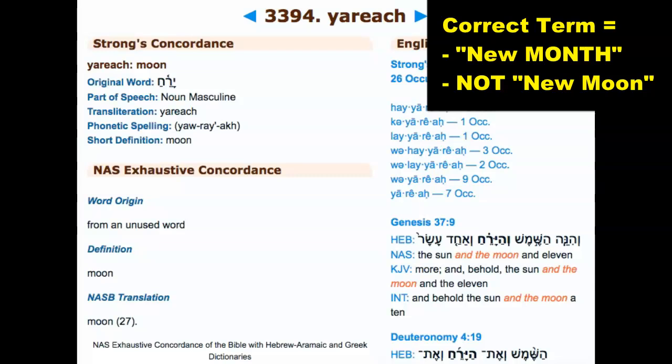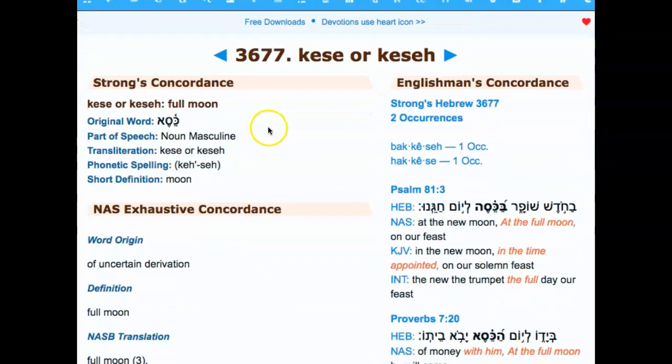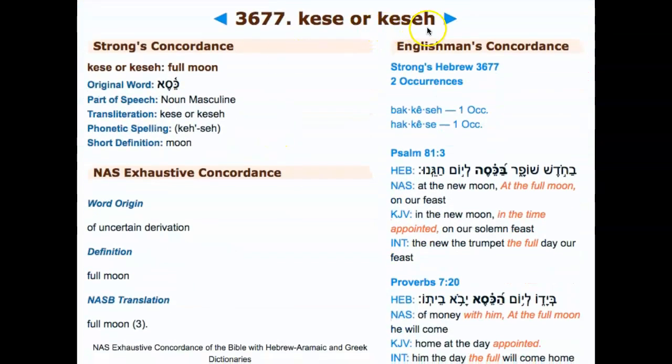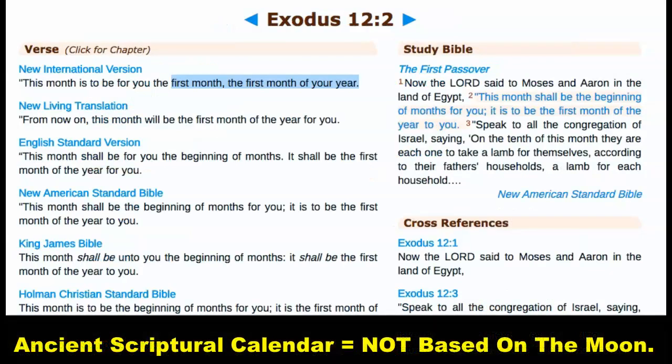not new moon, because the word moon in the Yahudiya through the Hebrew comes from this word right here, Yarak, which is from Strong's H3394 and occurs 26 times in scripture. And then there's also this phrase right here, Kasa, as it's pronounced, or as they say, Keseh, which means full moon in Strong's H3677, which has two occurrences, one of them in Psalms 81:3, which we're going to talk about, and Proverbs 7:20.